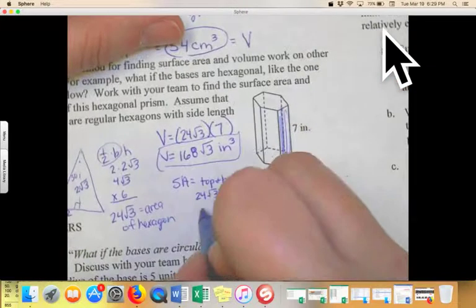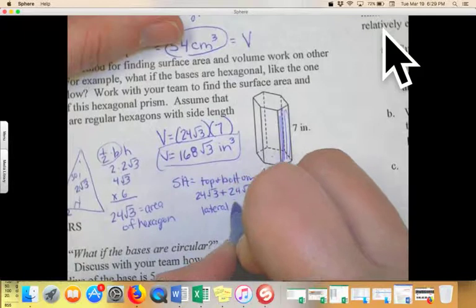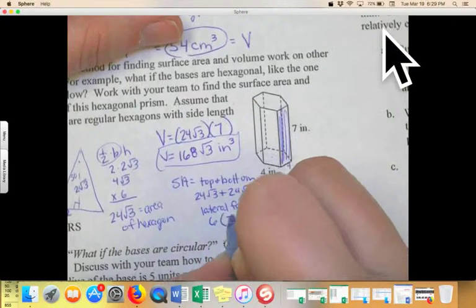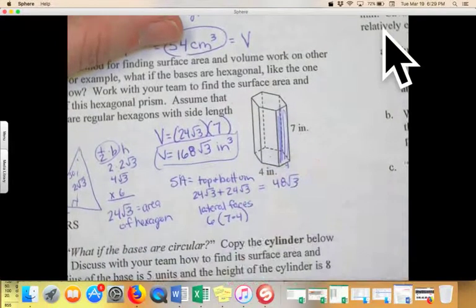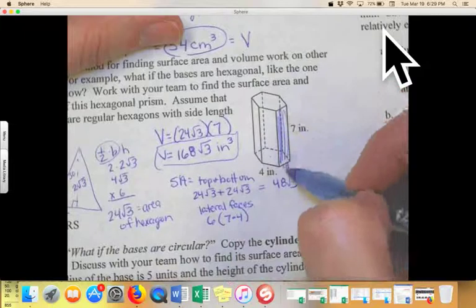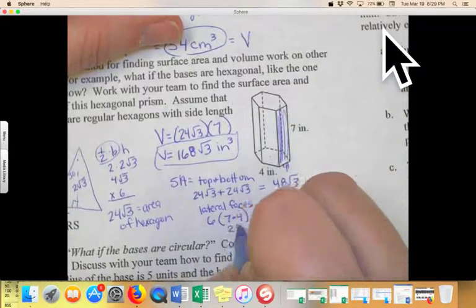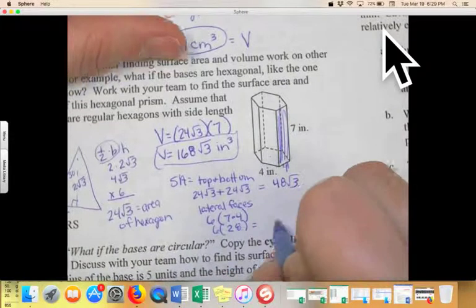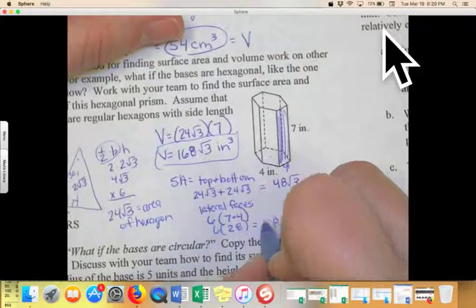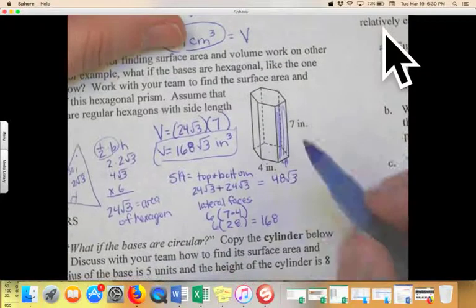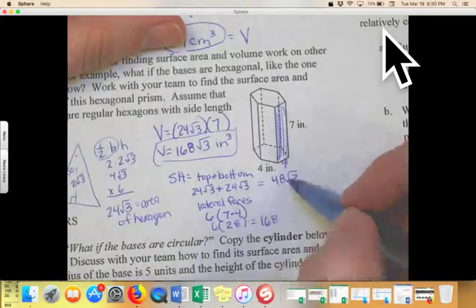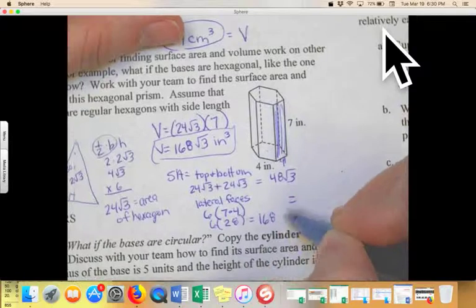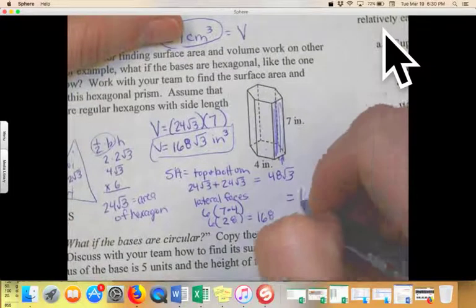Okay, so the lateral faces, those are called your lateral faces. There are 6 of your 7 by 4 rectangles. 7 times 4 is 28. And 28 times 6. 8 times 6 is 48, carry 4. 12 and 4 is 16, so you have 168 here. Okay, so your lateral faces plus your top and your bottom gives you a total surface area here. These are not like terms, so you cannot add them together. So you can't combine them.